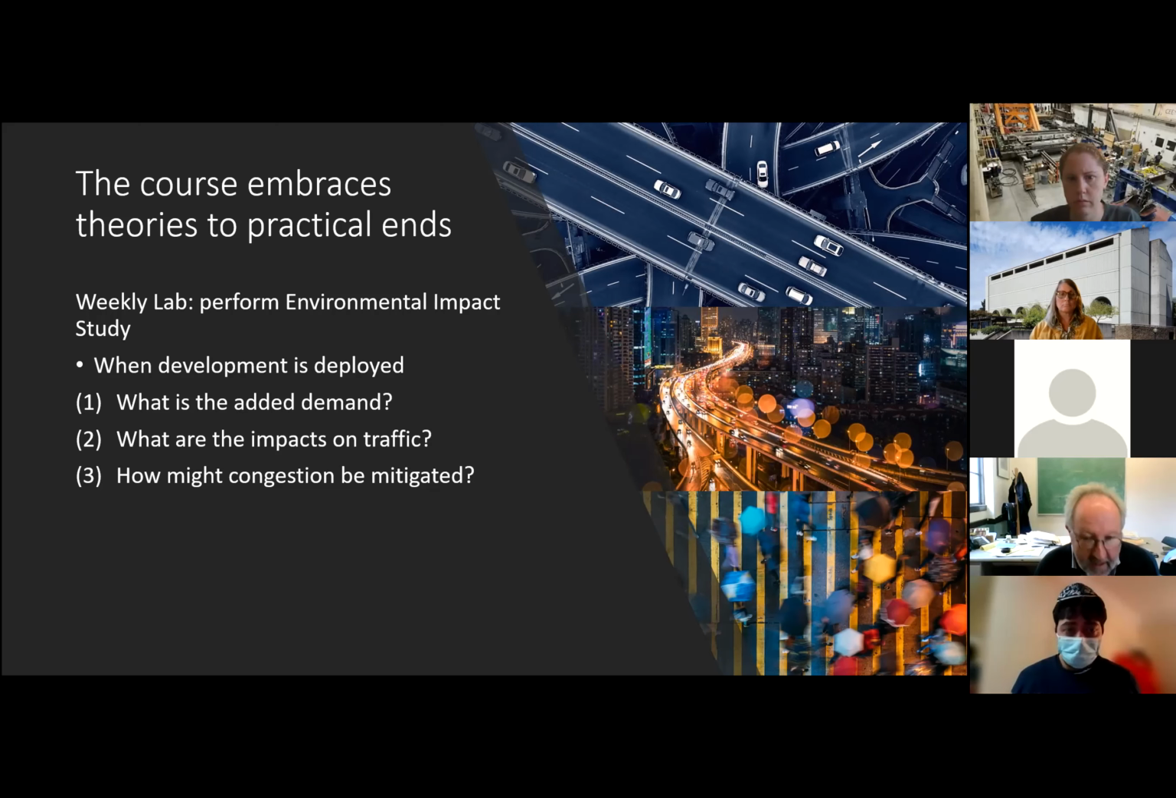Now, to underscore this point, the class has a weekly laboratory session. And over the course of the semester, what students do in the lab is they perform something called an environmental impact study. And what that means is we imagine that there's going to be a large new development, like, for example, a new shopping center that goes into some city somewhere. And then what the students do is they determine, first of all, what is going to be the added demand for travel as a result of this new development. And then they assess how that extra demand is going to impact traffic congestion nearby. And then finally, they look at engineering solutions on how they might mitigate that congestion.